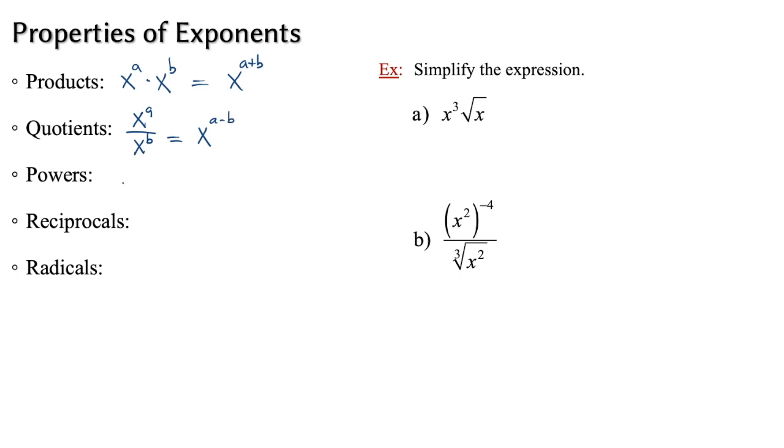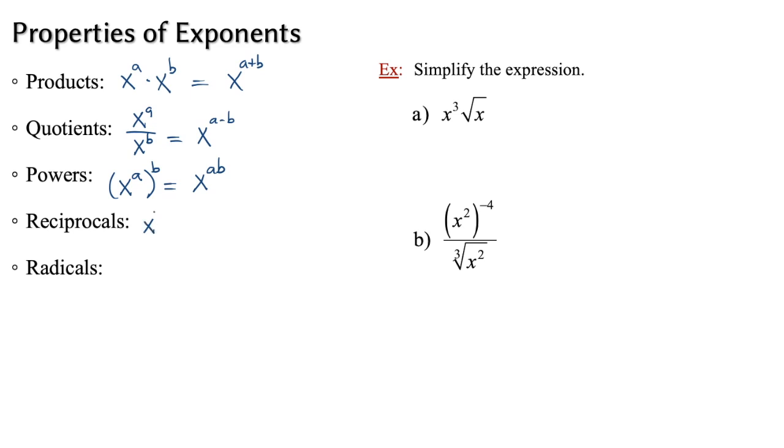Now when we talk about powers, we mean a base raised to a power, and then we raise that to another exponent. So we basically have two exponents. And when this happens, we just multiply them together. So if you have x to the a raised to the b, that simplifies to be x raised to the a times b.